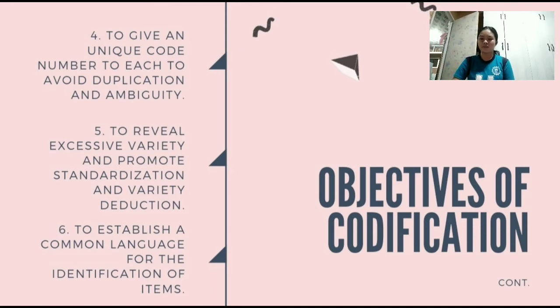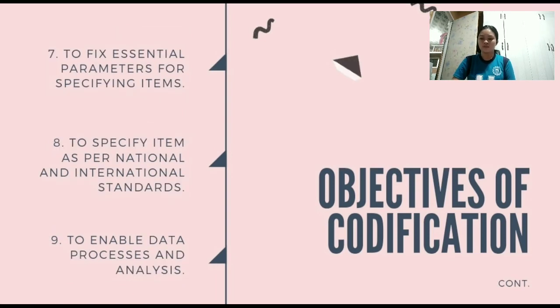Fifth, to reveal excessive variety and promote standardization and variety reduction. Sixth, to establish a common language for the identification of items. Seventh, to fix essential parameters for specifying items. Eighth, to specify items as per national and international standards. Ninth, to enable data processing and analysis.